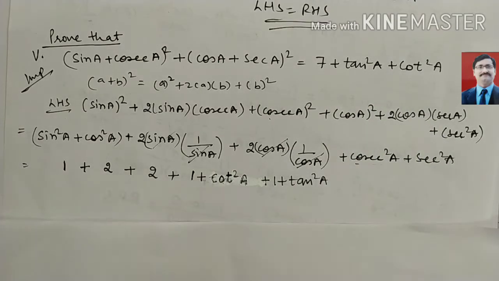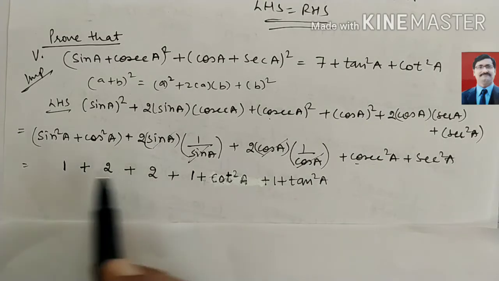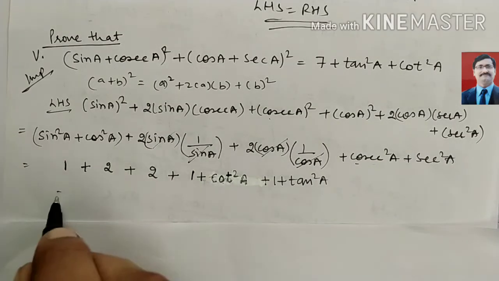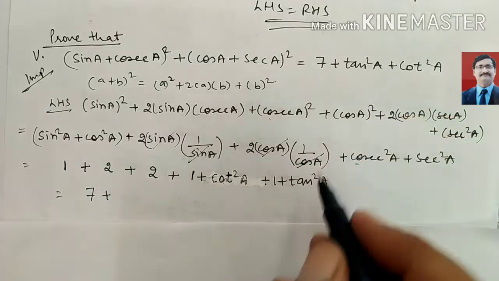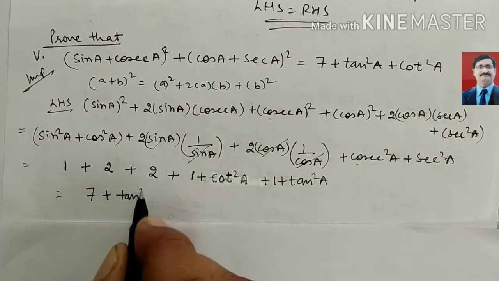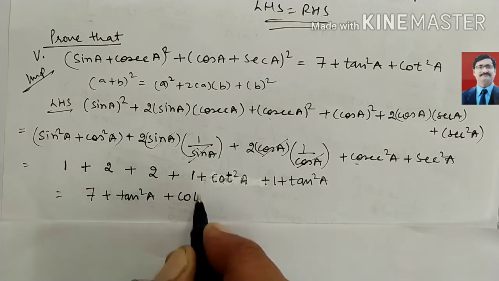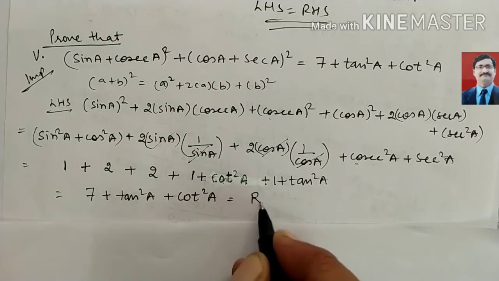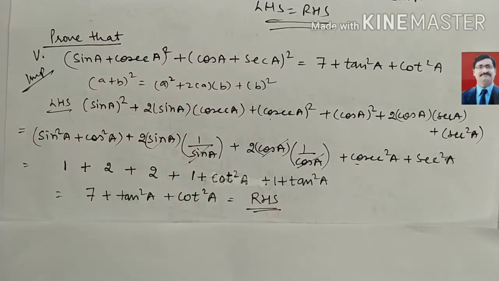Now you add all these numbers: 1, 2, 1, 1, 2, 1, that is 7. So you get 7 plus tan square A, and then you write cot square A. This is your right hand side. All of you understand this? This is a very important question.